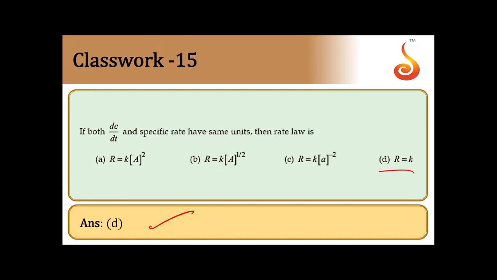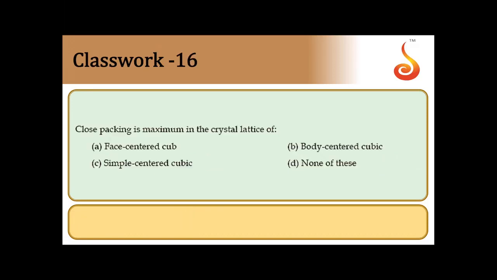Next one now, 16th one. Closed packing is maximum in which crystal lattice? That will be face centered cubic, which has the maximum extent. So FCC is the answer. 74% we have for the FCC structure.